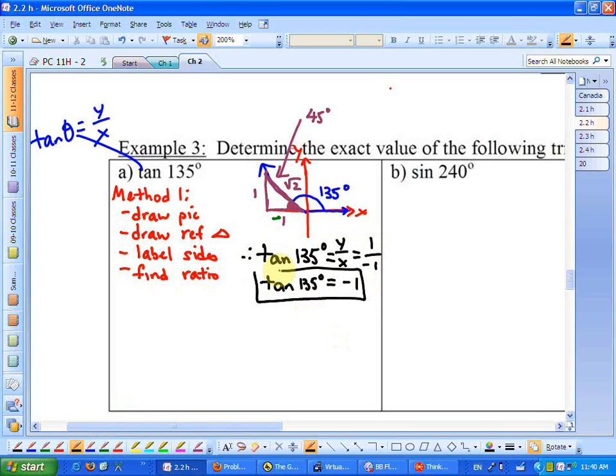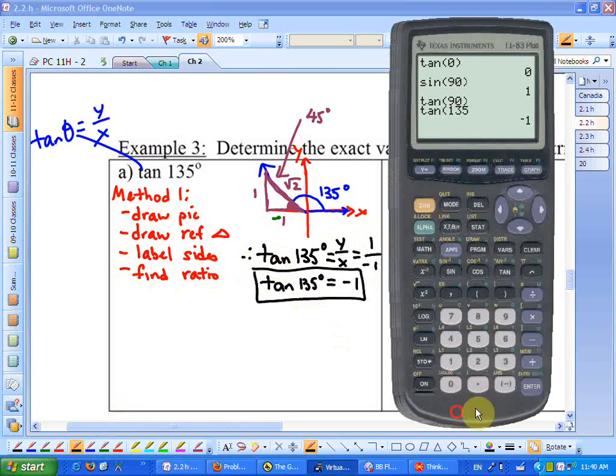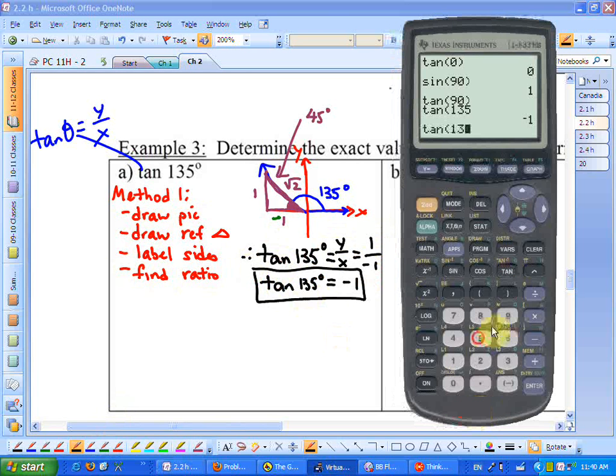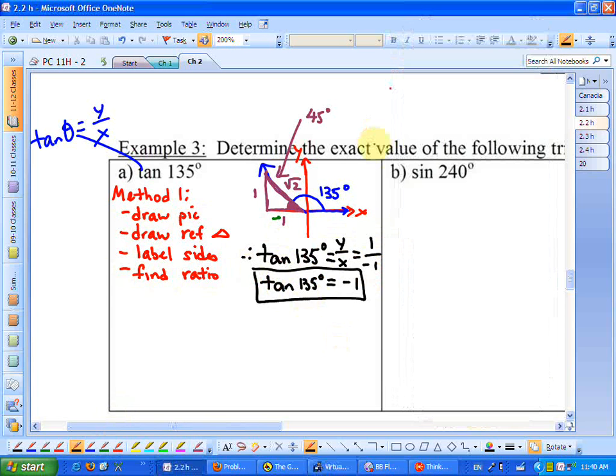Okay? Now once again, if you don't believe me, go to your calculator, punch out tan 135, it's equal to -1. Okay? Now, that's one way of doing it. Okay? I'll show you one more way, and then I'll stop for today.